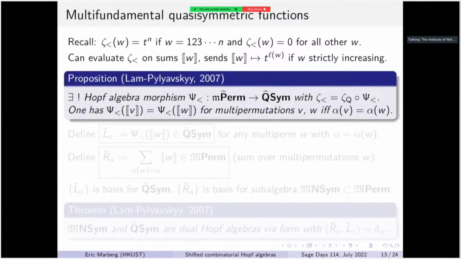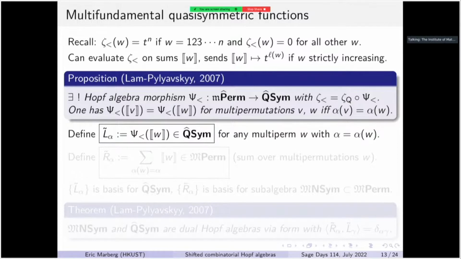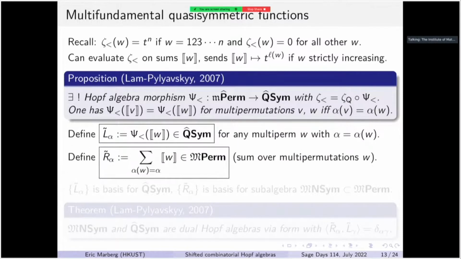And one can show that there's a unique Hopf algebra morphism from this larger Hopf algebra of multi-permutations to quasi-symmetric functions satisfying this relation. And again, the images of v and w will be the same if and only if they have the same associated composition. So you can define these multi-fundamental quasi-symmetric functions as the images of these w's for any multi-permutation. And then we can also take the sum in this quotient of all multi-permutations whose associated composition is alpha.